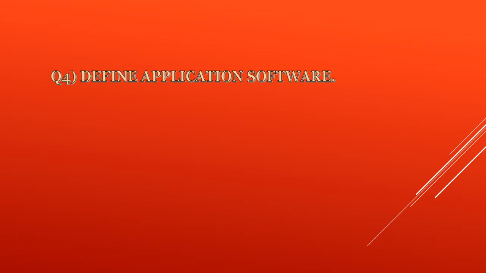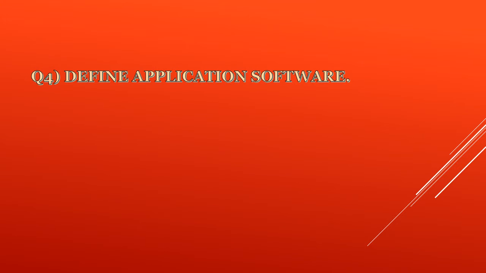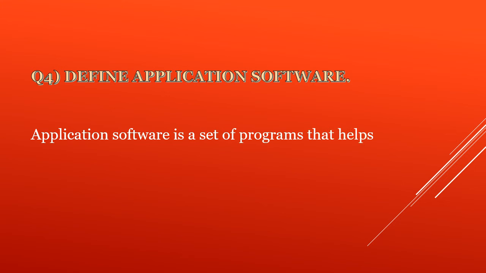Question number 4. Define application software. Application software is a set of programs that helps the user to perform specific tasks. Basically, application software can be installed in a computer depending upon the requirement of the user.